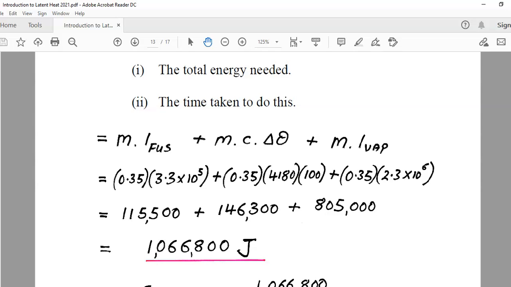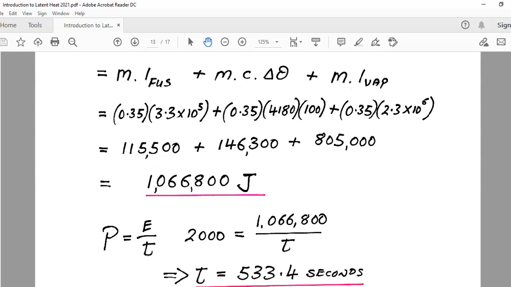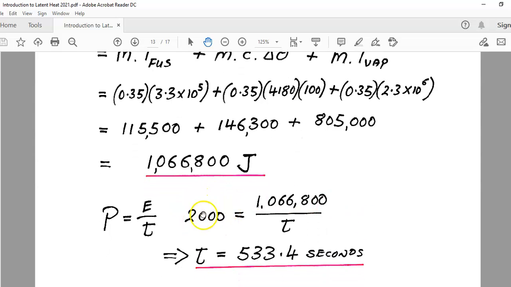Then the power. Well, power is energy divided by time. So we've got, the power was added at 2 kilowatts, 2000 joules per second. The total amount of energy is there. So the time works out at just over 533 seconds.